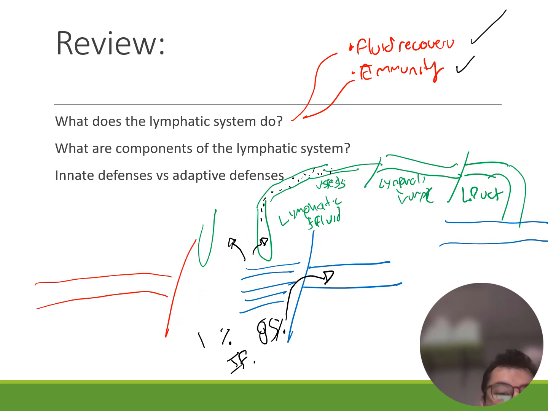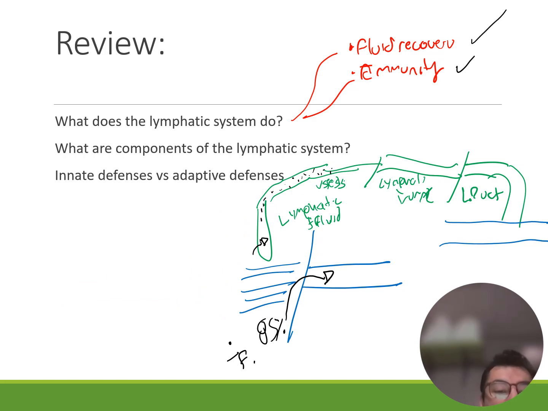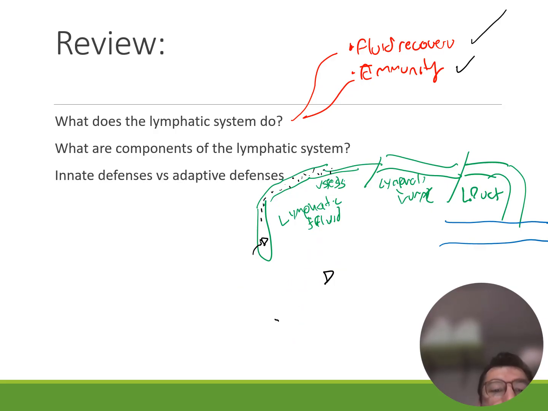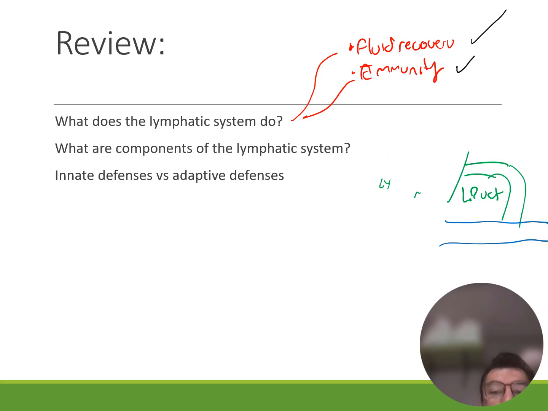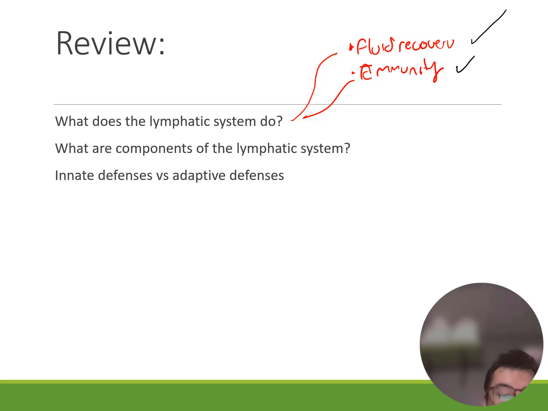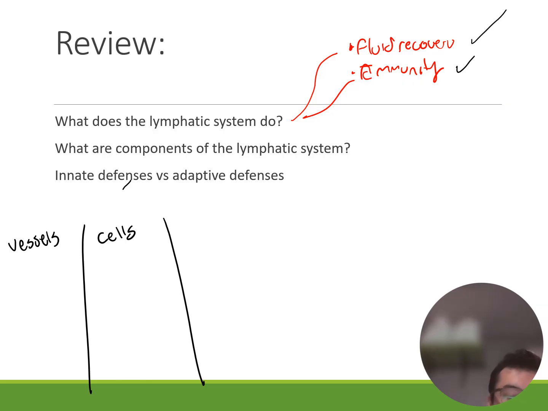The second question that I want you to ask yourself heading into this review is, what are the components of the lymphatic system? There are a couple of them. We're going to divide them into tissues, cells, vessels, and organs. So we're going to put in here vessels, as we spoke, cells, organs, and tissues.